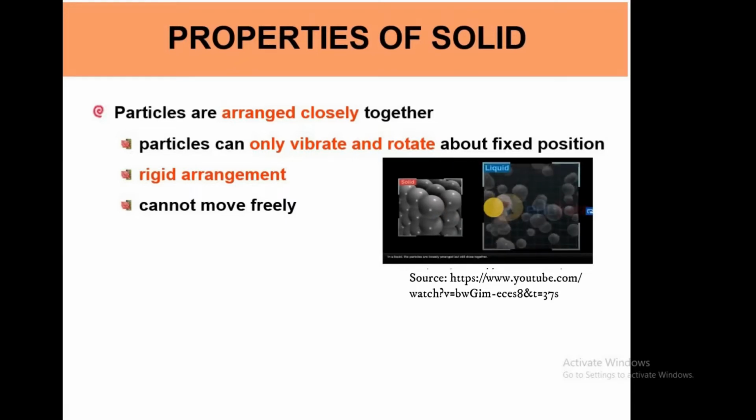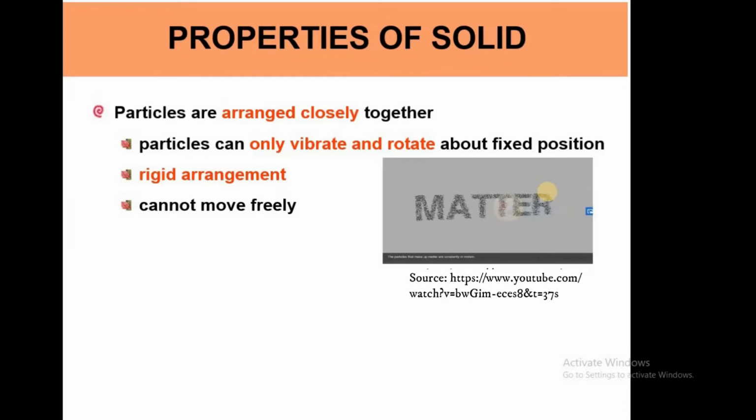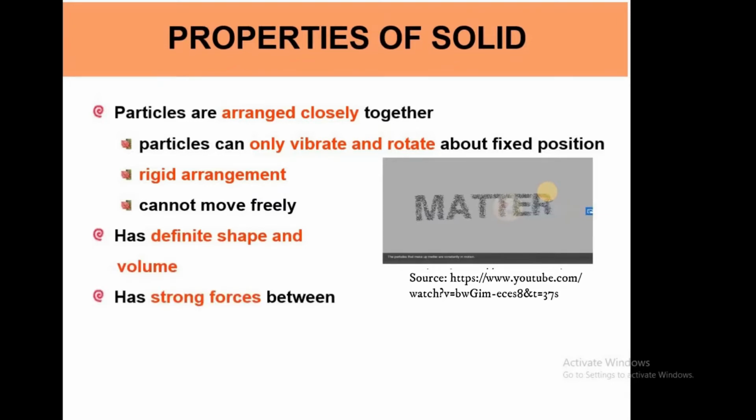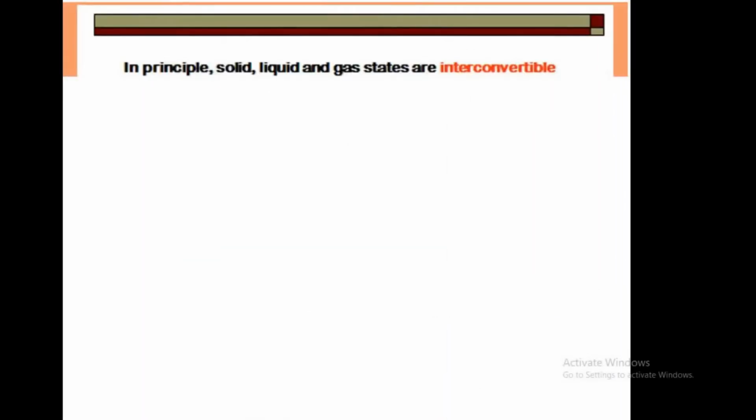In a liquid, the particles are loosely arranged but still close together. In a gas, the particles are not arranged in any particular way. The second property is solid has a definite shape and volume. Next, they also have strong forces between the particles and high densities, and they are incompressible. In principle, solid, liquid and gas states are interconvertible.